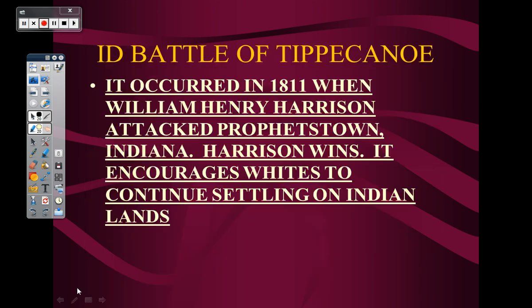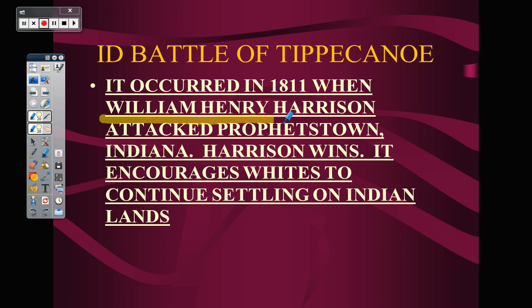Okay, so you'll see all caps underlined, bold. That means this is important, and you need to be sure you get it. The Battle of Tippecanoe happens in 1811. The U.S. versus Tecumseh's Confederation. The man leading the U.S. military in this battle, his name is William Henry Harrison. He attacks Prophetstown, and he wins.